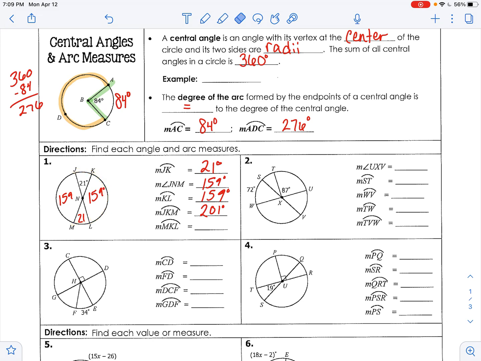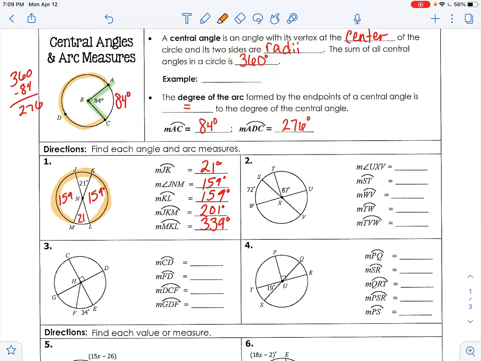And last but not least here I have major arc MKL. So M to K to L. And that would be the whole circle, 360, minus that one part of 21 degrees, which would get me 339 degrees. All right, let's walk through 2 together, and then I'll give you a chance to try 3 and 4.